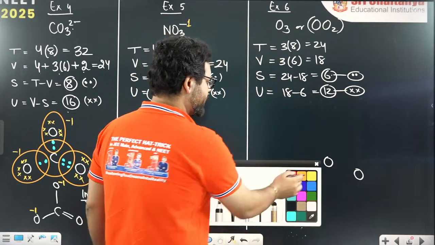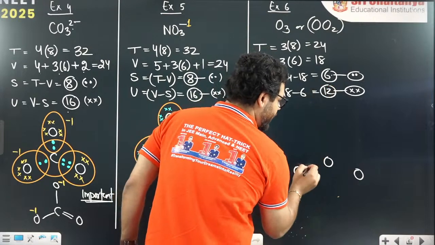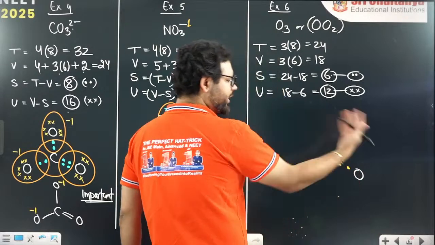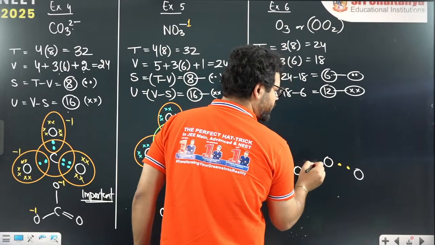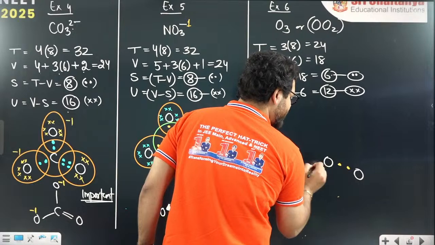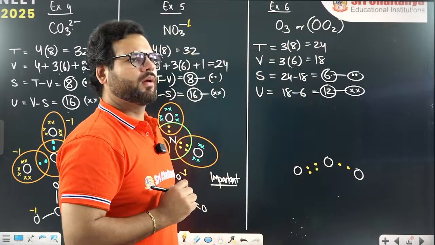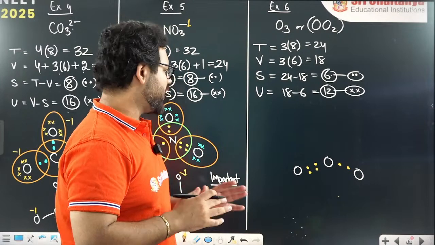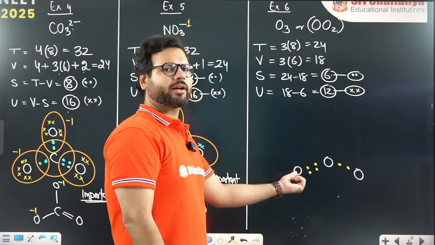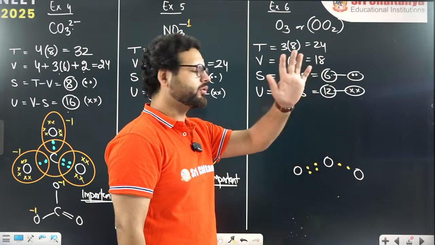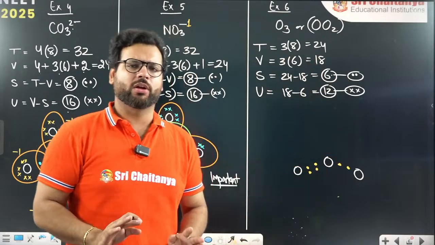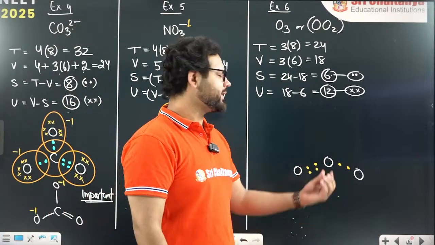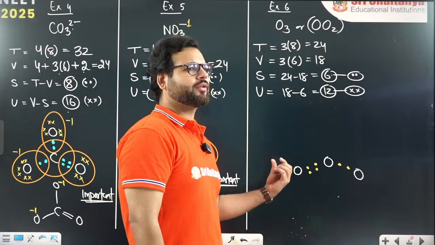Okay, start giving. Sharing is 6. 1, 2, 3, 4. 2 more I have to give. Give anywhere. This side or that side, your wish. 1, 2, 3, 4. I'll give this side. 5, 6. So oxygen says, I'm not happy yet. I don't have 8 electrons. I also don't have 8 electrons. I also don't have 8 electrons. So nobody is happy till now. Central oxygen has 6 around it. This side oxygen has 2 around it. This side oxygen has 4 around it.